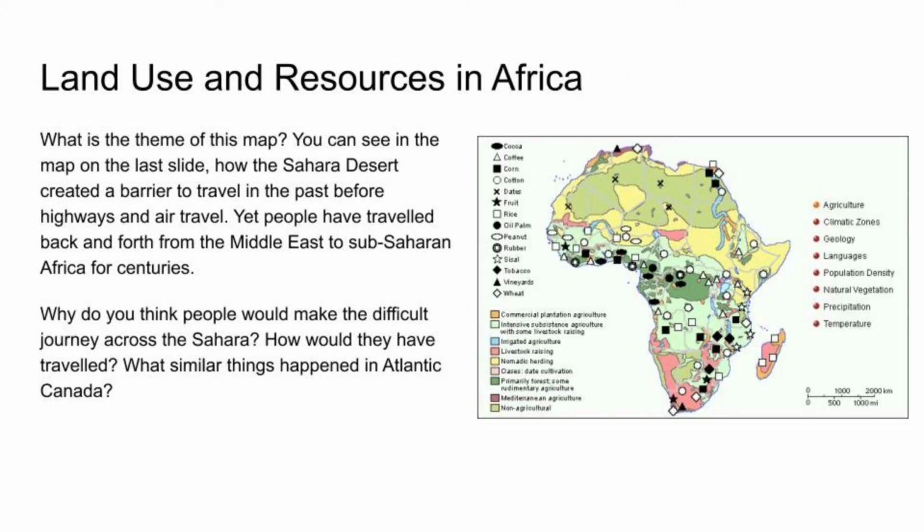So land use and resources in Africa. What is the theme of this map? You can see in the map on the last slide how the Sahara Desert created a barrier to travel in the past before highways and air travel. Yet people have traveled back and forth from the Middle East to the sub-Saharan Africa for centuries. They've always traveled through that area in northern Africa. And we wonder, why do you think people would make the difficult journey across the Sahara? Well, look at this map and tell me if you see anything interesting, maybe some sort of resources up there that they couldn't get down below.